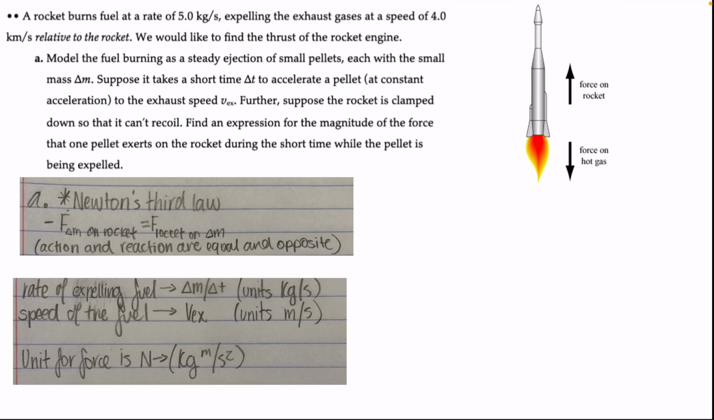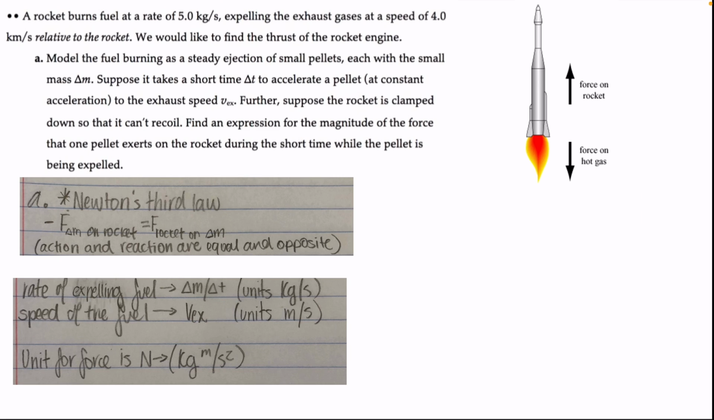One notable thing that is going to be helpful for us to solve this problem is Newton's third law, which says that action and reaction are equal and opposite. So from Newton's third law, we can say that the force of Δm on the rocket is going to be equal and opposite to the force of the rocket on Δm. You can see that in my diagram to the right, where those arrows are the same magnitude but in opposite directions, with the top arrow being a force that acts on the rocket, and the bottom arrow being a force that acts on the pellet.